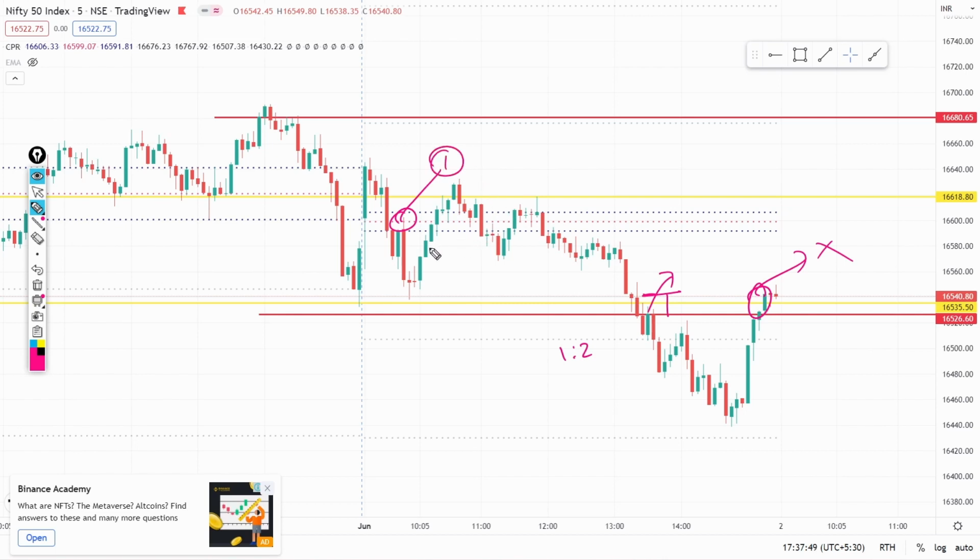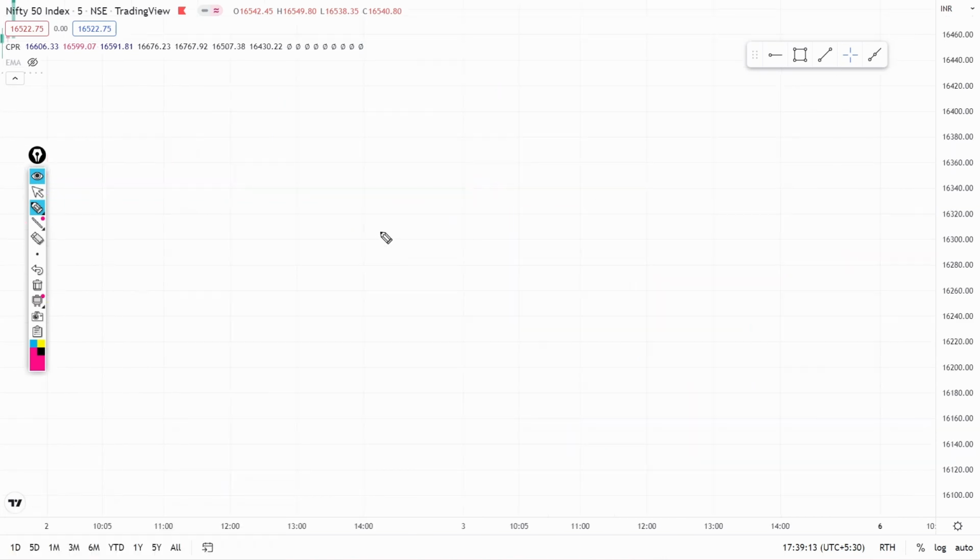Our first entry was somewhere here. We could have easily gained profit of 1:2 or 1:3. In this setup we have almost gained 1:4, and the second entry which you could have taken was at this point. The third entry which you could have taken is at this point. So today totally 3 trades activated, but we took only 1 trade. Now let us look into some key points and key statistics.